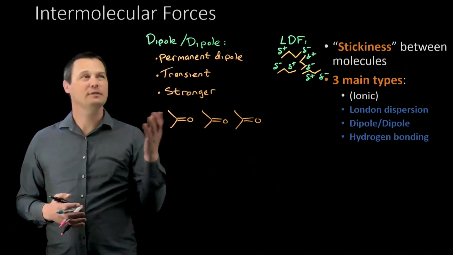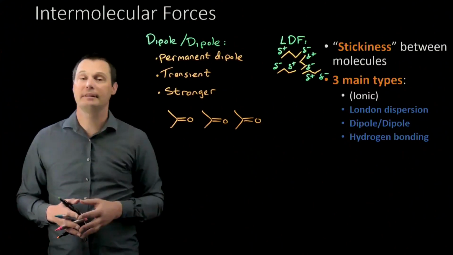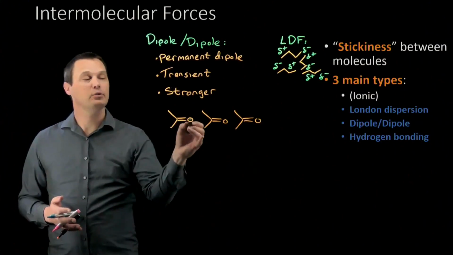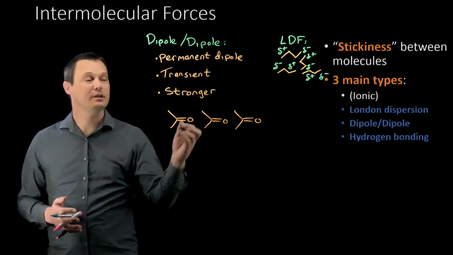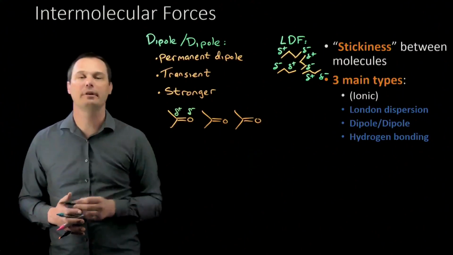The next intermolecular force is dipole-dipole interaction. Dipole-dipole interactions occur when a molecule has a permanent dipole. That is, when there's a polar bond between two atoms of different electronegativities, giving one side of that bond a permanent partial negative charge and the other side of that bond a permanent partial positive charge.